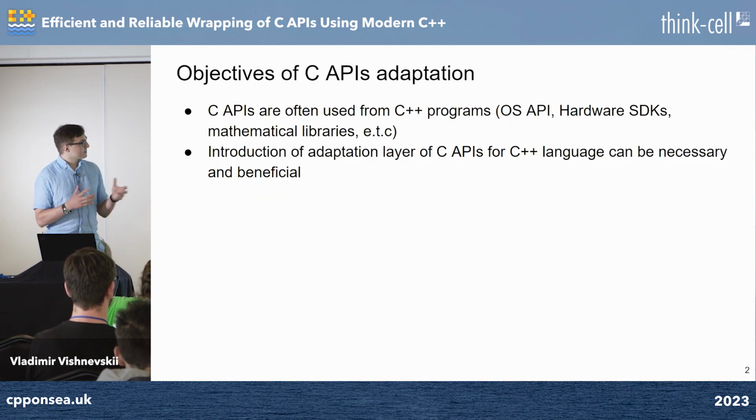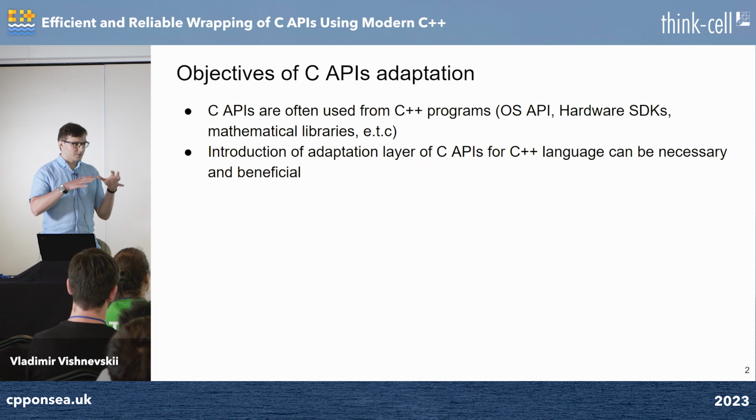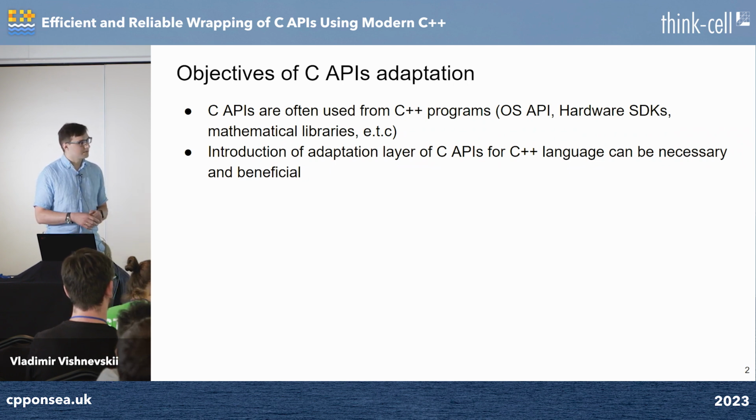So in C++ code, we quite often need to interact with C code. We have OS APIs, we have hardware SDKs, we have various mathematical libraries. The introduction of some adaptation layer that can adapt C APIs for more convenient usage in the first instance, and more safe usage in the C++ language, can actually be necessary and beneficial.